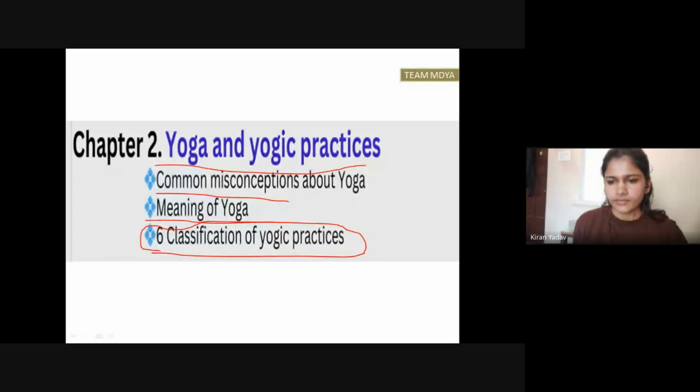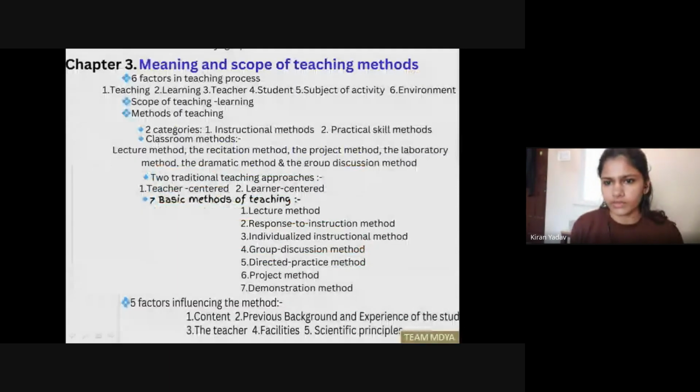While attempting the questions from this unit number 10 in the exam, please keep in mind that you have to answer from this book. You don't need to cram anything, but just understand what's given in this book while you are reading. Chapter number 3, which is meaning and scope of teaching methods.